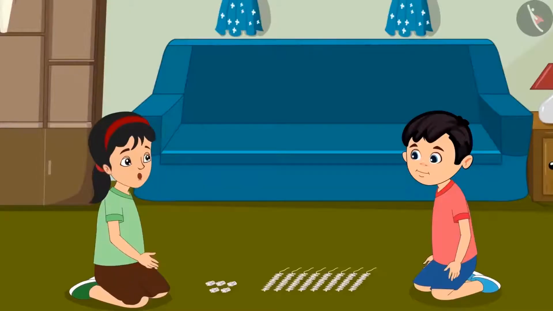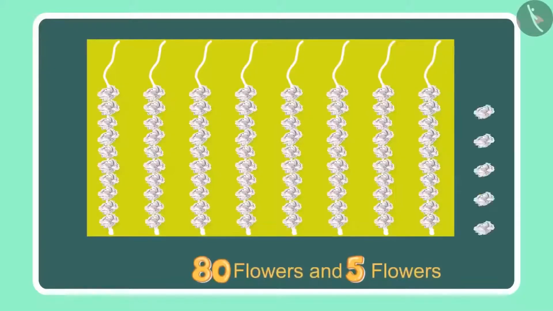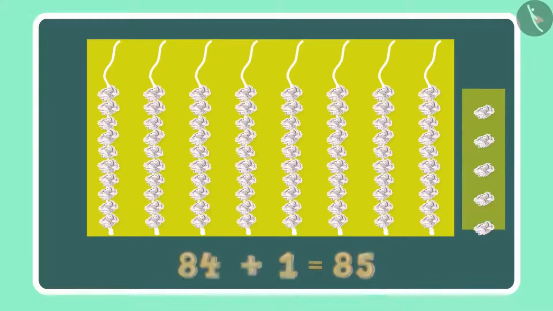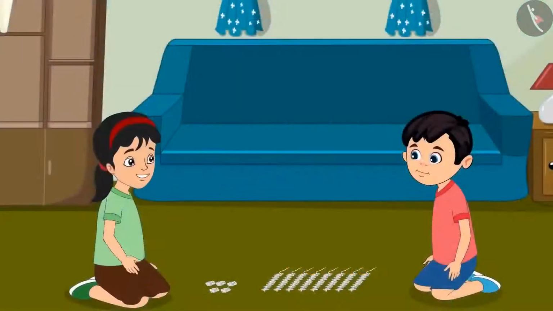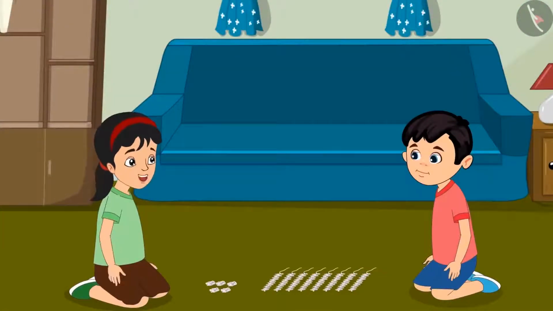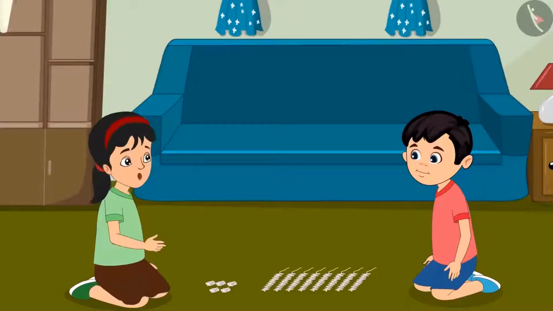Oh Chotu, look, there are 5 more flowers here. Let us count these as well. Alright, so we had 80 flowers and 5 more would mean 81, 82, 83, 84 and 85. The total is 85 flowers. Chotu, can you tell how many ones and tens there are in 85? Yes, 85 has 8 tens and 5 ones. You are right, Chotu. Let us make a garland out of these.